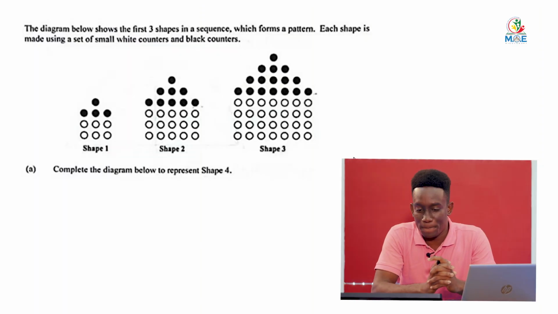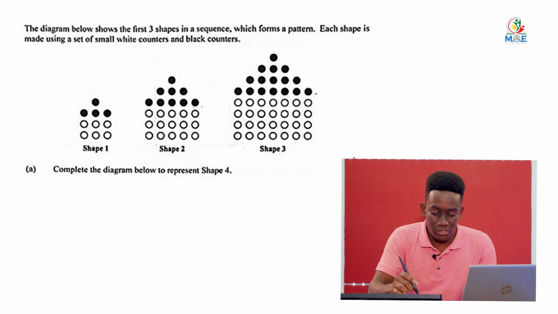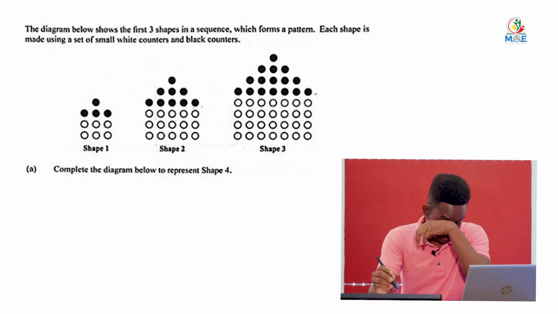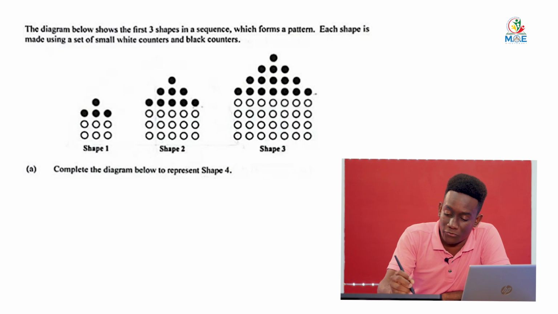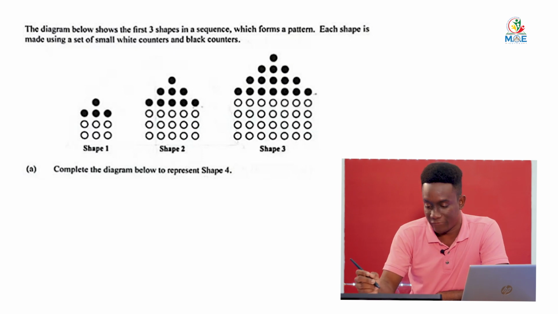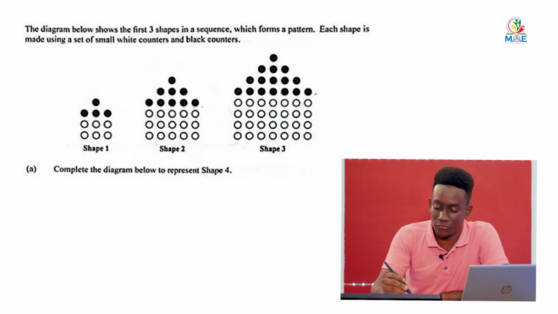So it says, the diagram below shows the first three shapes in a sequence, which forms a pattern. Each shape is made using a small set of white counters and black counters. So we have shape 1. In shape 1, we have 1 shaded at the top, 3 shaded at the bottom, and then we have 2 rows of white counters to follow with the same number of columns.